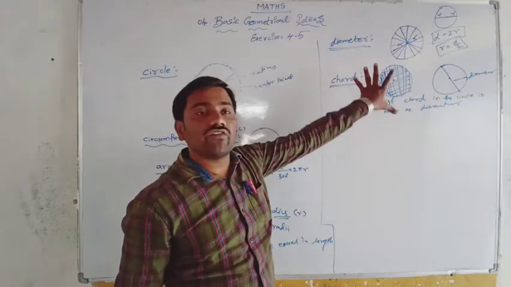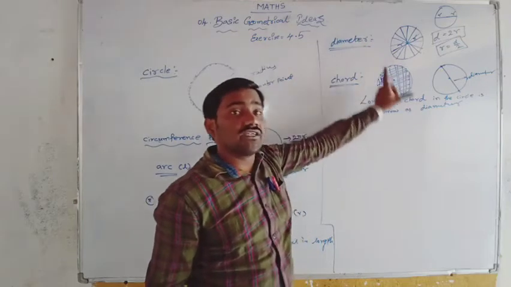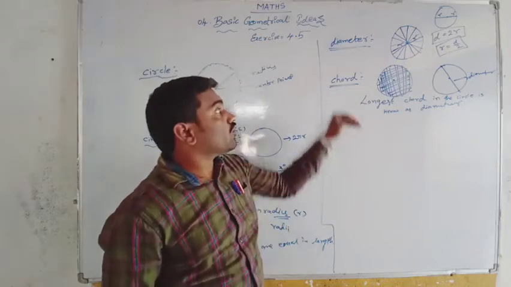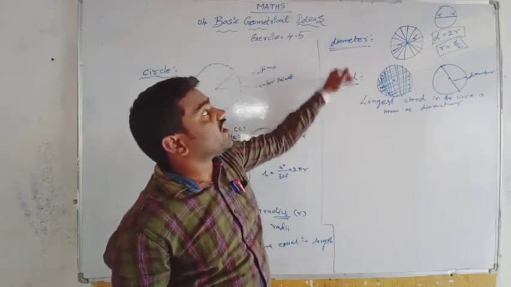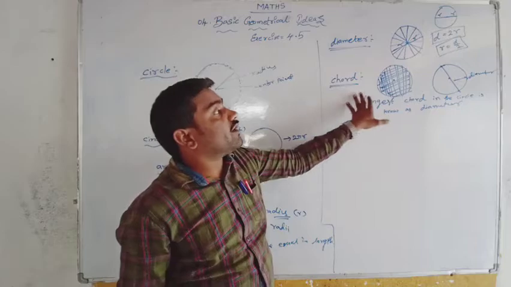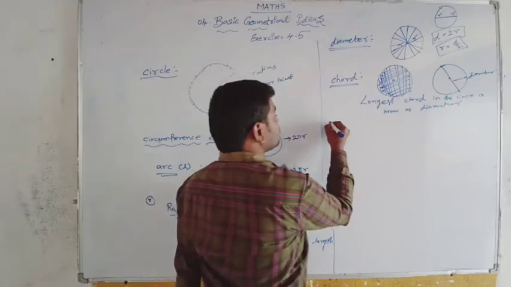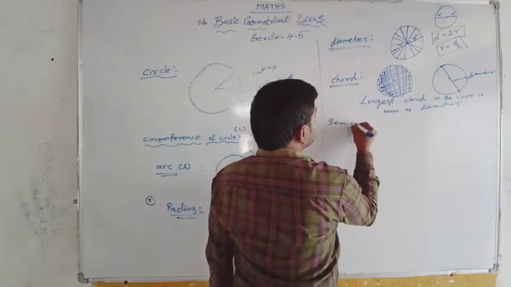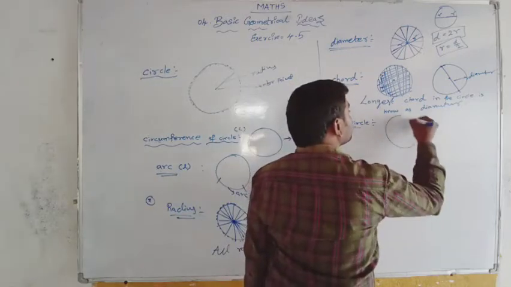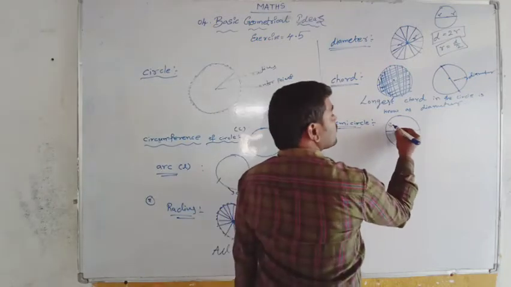How many chords can we draw? Infinitely many chords. The lengths of the chords will be different, but the greatest length of a chord is known as a diameter, which passes through the center point of the circle. So you must know the difference between the chord and diameter. Diameter will pass through the center point of the circle, and a chord will not. So the next thing you have to learn about is the semicircle. A diameter will divide the complete circle into two semicircles.